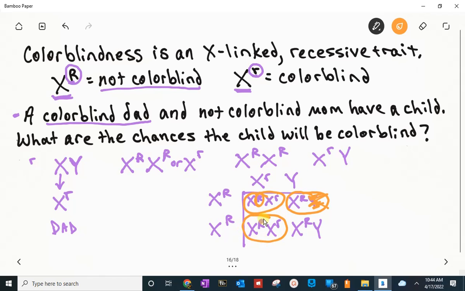Down here, the dominant R wins over the lowercase r, so not colorblind. And same with this, the Y doesn't really matter, and so we're going to have not colorblind. So the chances that the child will be colorblind is 0% if the mom is homozygous for not colorblind.